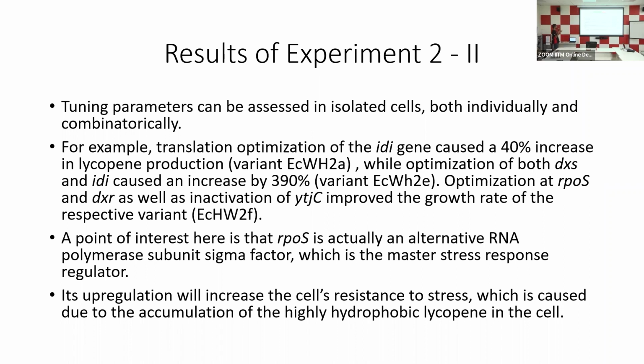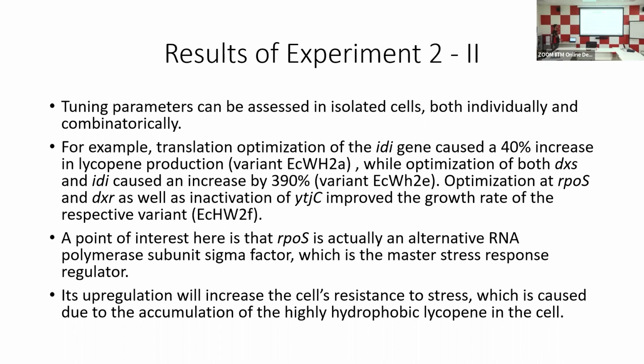While the optimization of both DXS and IDI genes caused an increase by 390%. That's in the ECHW2E variant. Another optimization, RPOS and DXR, as well as the application of YTJC. YTJC is one of those parts of the secondary pathways which was inhibited to stop nonsense mutations, which improves the growth rate of the respective variant rather than actually causing an increase in lycopene production.